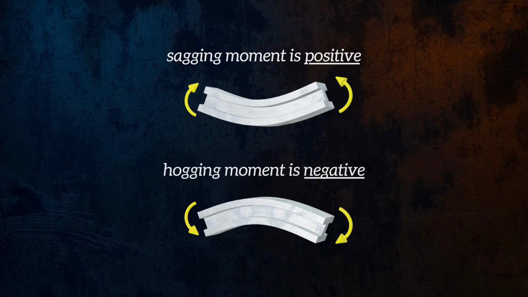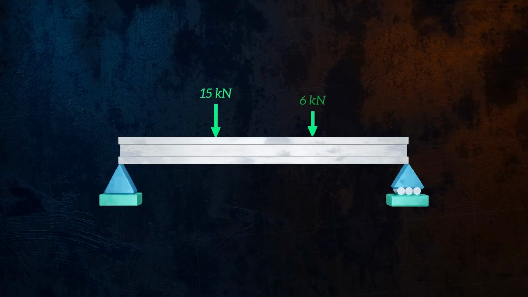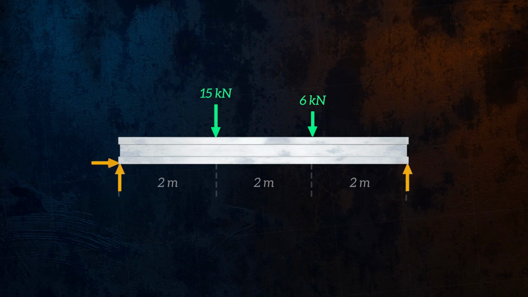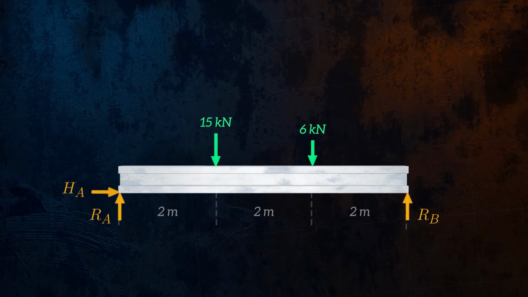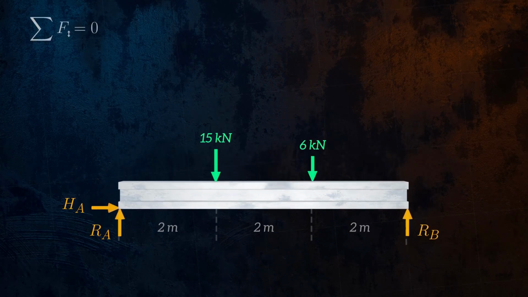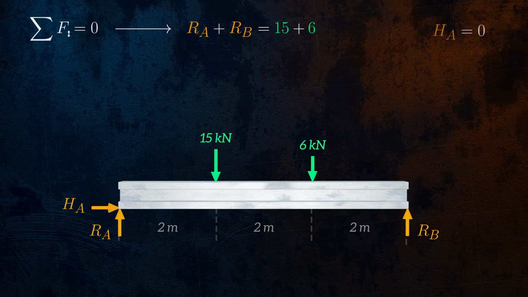Let's take a look at an example of a beam with pinned and roller supports, loaded by two concentrated forces. First, we draw the free body diagram. We can then use the equilibrium equations to determine the unknown reaction forces at point A and point B. The sum of the forces in the vertical direction is equal to 0, so RA plus RB is equal to 15 plus 6. Because HA is the only horizontal force, it must be equal to 0.